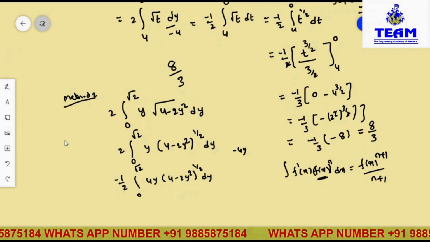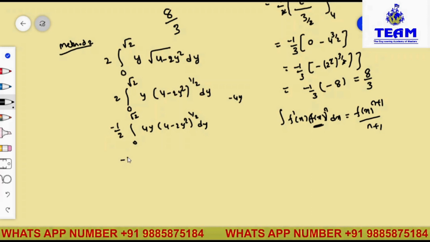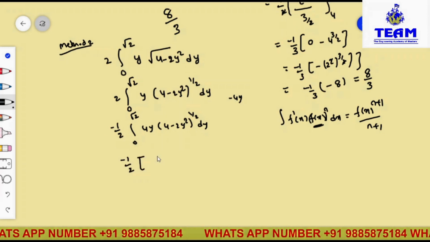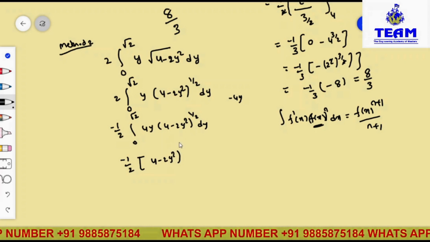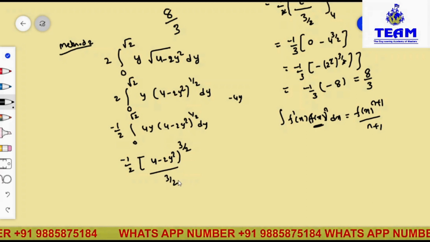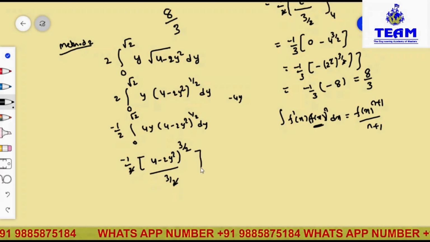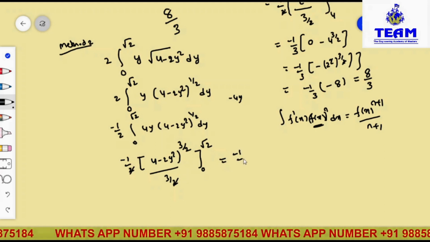Now you observe the bracket derivative is on this side. So bracket power plus 1 by power plus 1, with minus 1 by 2 outside. The bracket is 4 minus 2y square. Power plus 1 means 1 by 2 plus 1, which is 3 by 2, whole divided by 3 by 2. So this 2 and this 2 get cancelled. Limits from 0 to root 2, friends. Now this is minus 1 by 3.